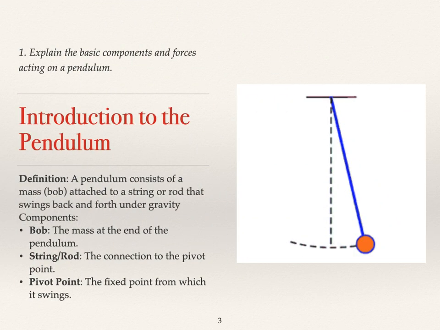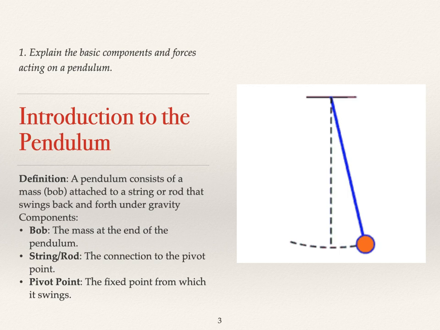So, now let's give an introduction to the pendulum. We are going to explore the fascinating motion of a pendulum. A pendulum consists of a mass known as a bob attached to a string or rod that swings back and forth under the influence of gravity.